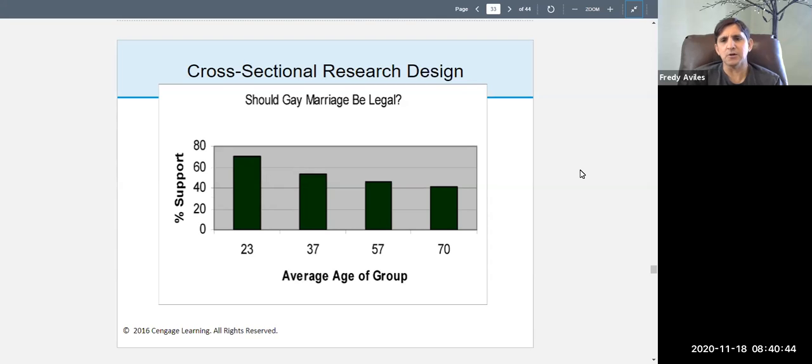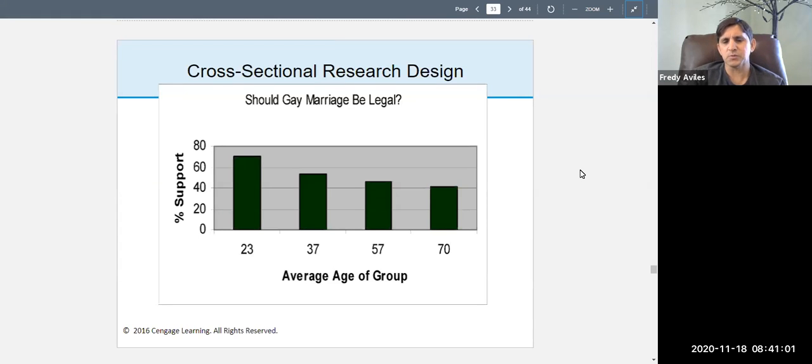Should gay marriage be legal? Now, the number that you see on the left, the percent supporting it, and the number you see on the bottom, the horizontal thing, that's the average age. I couldn't put in the average age. I created this in Excel. I couldn't put in the range.